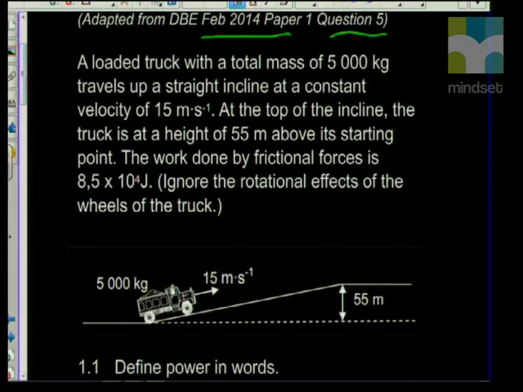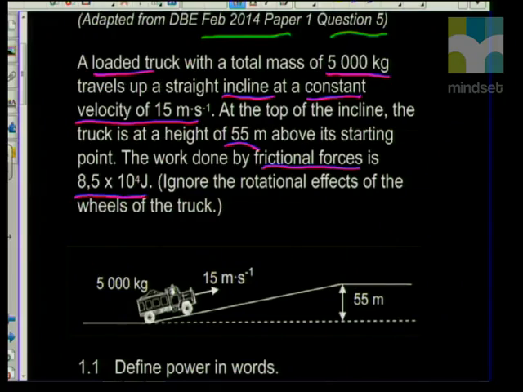Select the information we need. We're told a loaded truck has a mass of 5,000 kilograms and it travels up a straight incline at a constant velocity. Very important that we recognize that velocity is constant, 15 meters per second. It's going quite quickly at 15 meters per second. At the top of the incline, the truck is at a height of 55 meters above its starting point. The work done by frictional forces is 8,5 times 10 to the 4 joules.